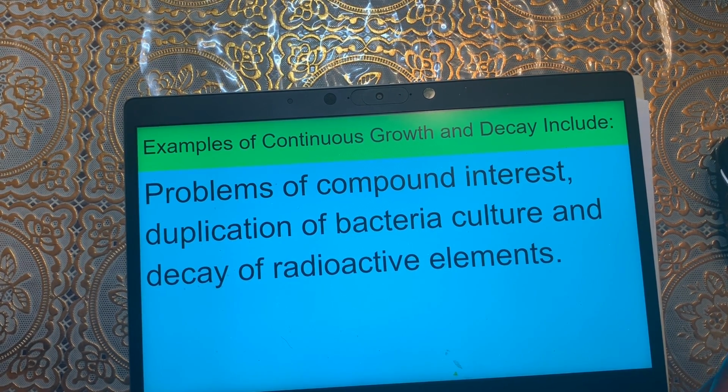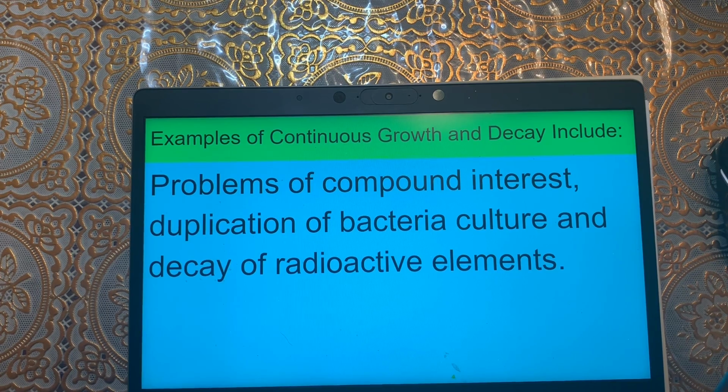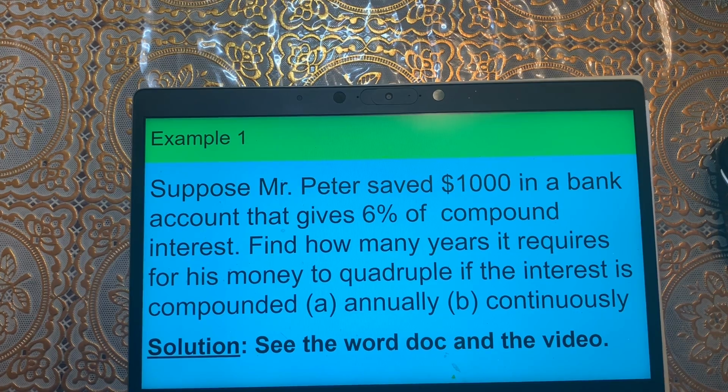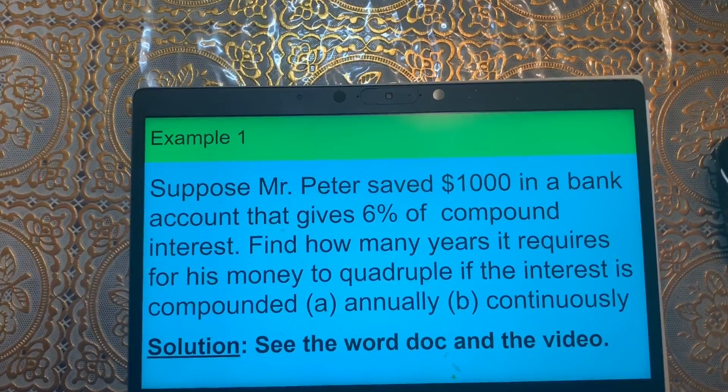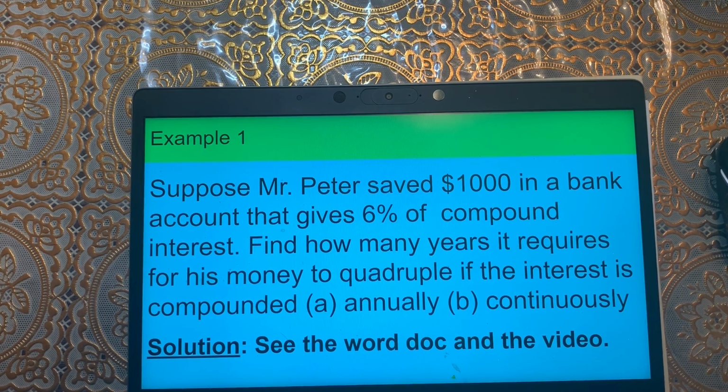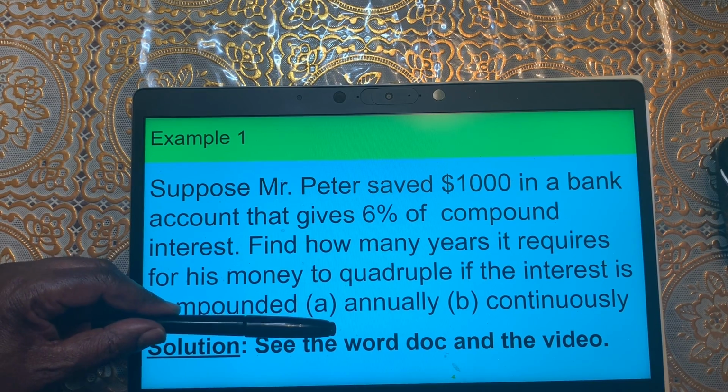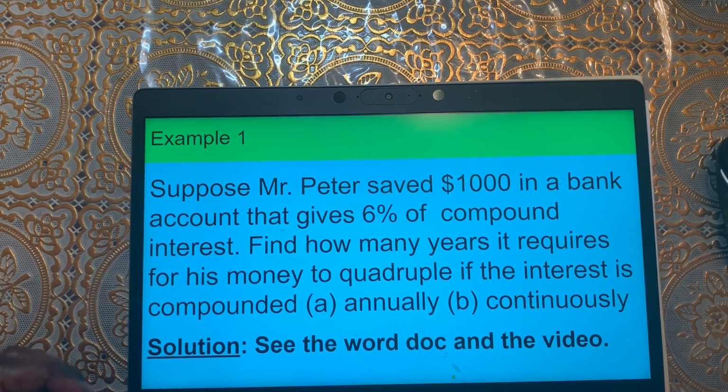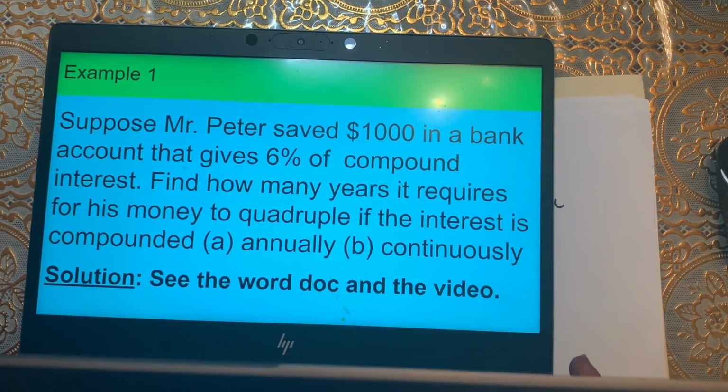So next we do the examples one by one, where we apply these formulas. After I display the question, I'll work through the actual problem solving. This is the first example. Suppose Mr. Peter saved $1,000 in a bank account that gives 6% compound interest. Find how many years it requires for his money to quadruple if the interest is compounded annually and continuously. So we are using two different formulas here. Once you see that, I'm going to do the solution.